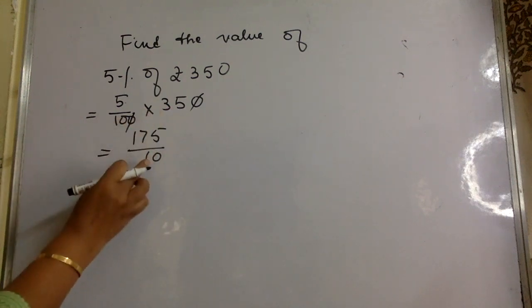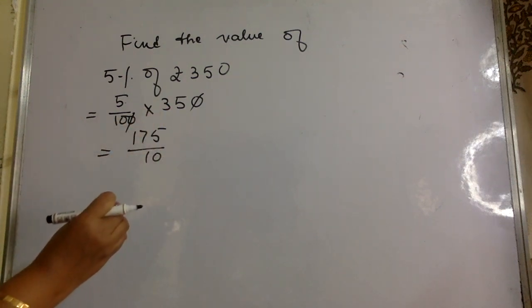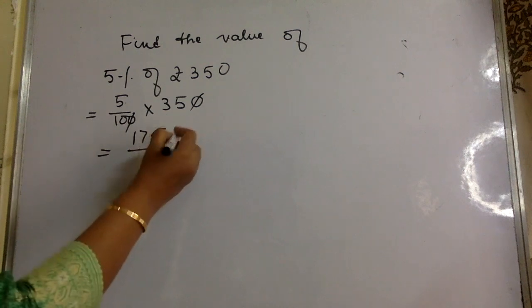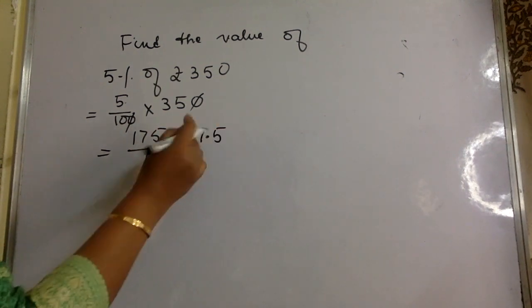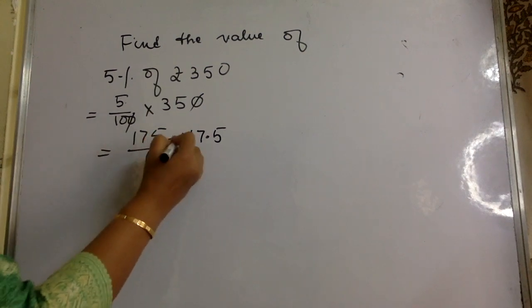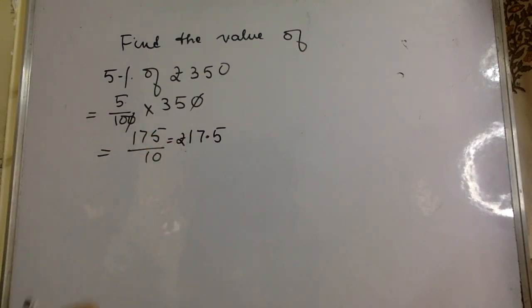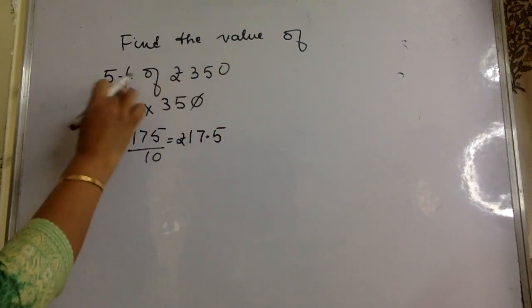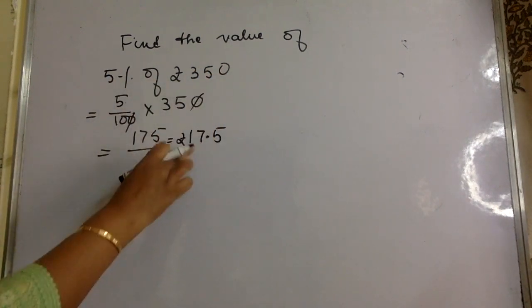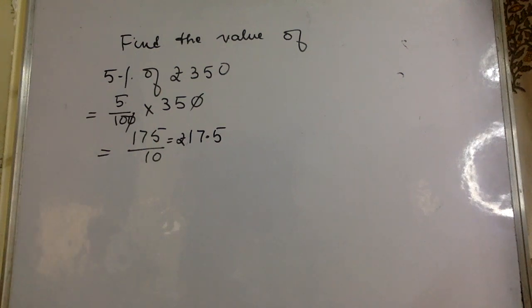If you divide by this, you will get 17.5. How much? Rupees. Here you must introduce the unit also, you must tell the unit, because what you got is actually rupees. 5% of this much rupees is 17.5 rupees.